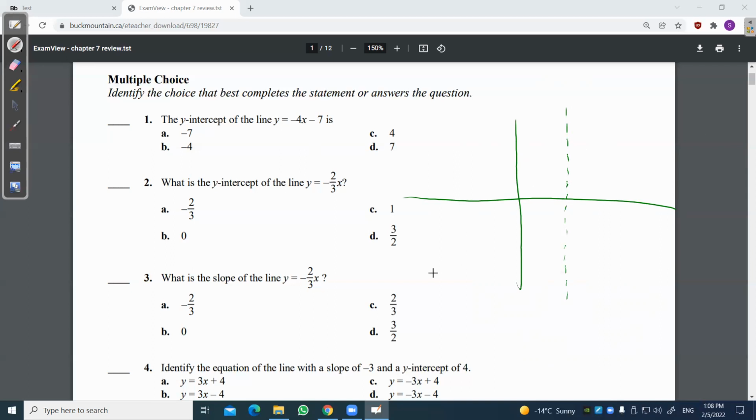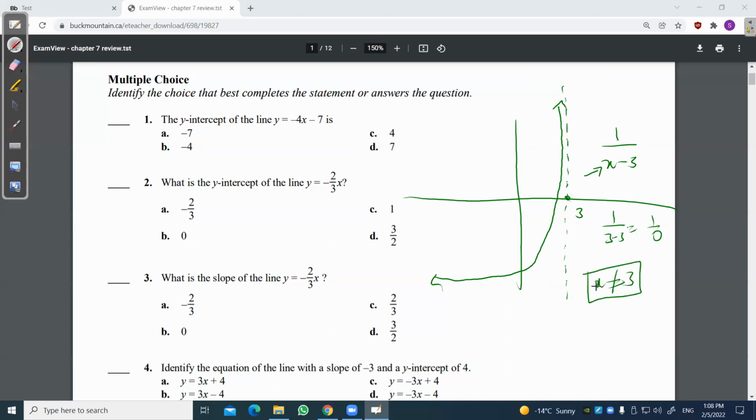Let's say this is your graph, okay? It doesn't have to be linear. Actually, this is not linear, but let's say you have your graph like this, and this is 3. And let's say we get something like 1 over x minus 3. What value of x in the denominator would make the denominator a 0? 3, right? If x were to be 3, you get 1 over 3 minus 3, 1 over 0. That means x cannot be 3.